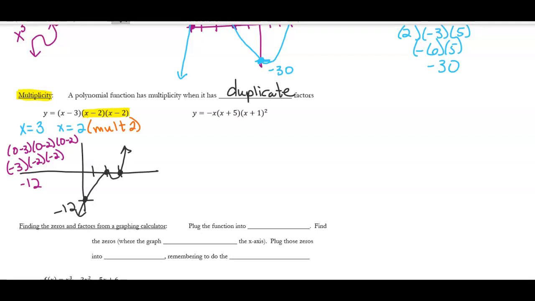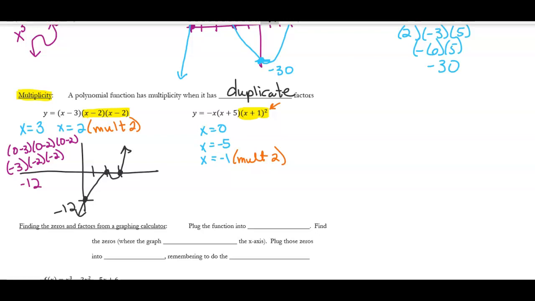So my intercepts, remember whenever I have nothing with a plus or minus, that's 0, -5, and then -1. Now, you see here, over on the left, we wrote it out twice. This one, they didn't write it out twice. They just wrote that little squared. That squared makes it multiplicity of 2. Okay? And then let's do our next thing.